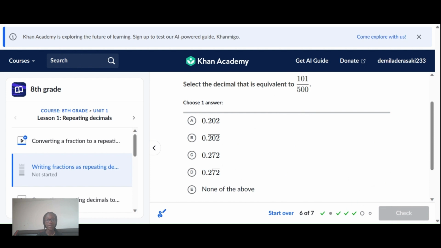Select a decimal that is equivalent to 500.